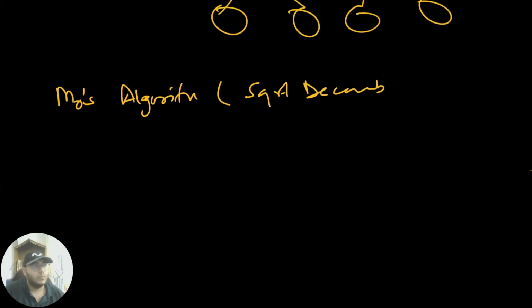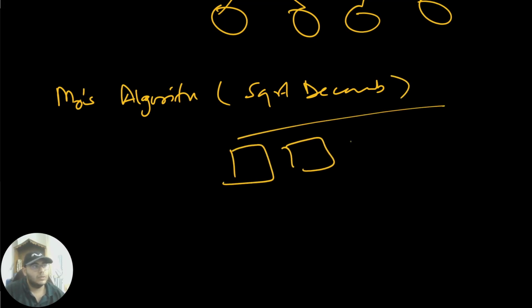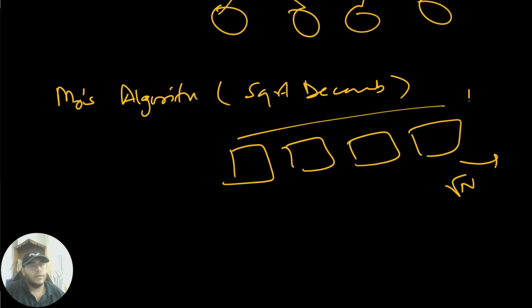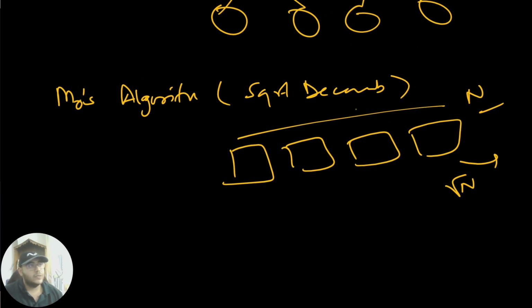Mo's algorithm is very widely known as the square root decomposition way, where you basically divide an array into blocks. Okay, into blocks. You divide a complete array into some blocks. Generally, the size of these blocks is taken as root n, where n is the size of the array, and then you calculate the queries efficiently. And this is specifically for offline queries where you cannot update anything.